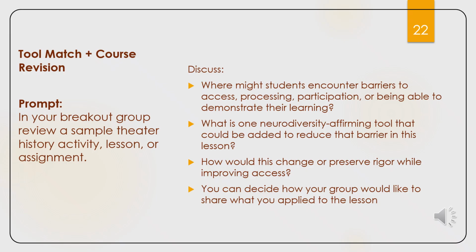Now that we've looked at these examples and this framework in practice, this is the point in a live session where I would move participants into breakout groups, either in Zoom or within the classroom, to apply this thinking for themselves. Each group would receive a sample theater history assignment and work through the process of identifying the core learning goals, recognizing potential barriers, and selecting one intentional revision using a neurodiversity affirming tool. The goal is not to redesign the entire assignment, but to practice making targeted changes that improve access while preserving rigor. In this format, instead, I invite you to take a moment to reflect on the same questions, either using one of the provided examples or one of your own assignments.